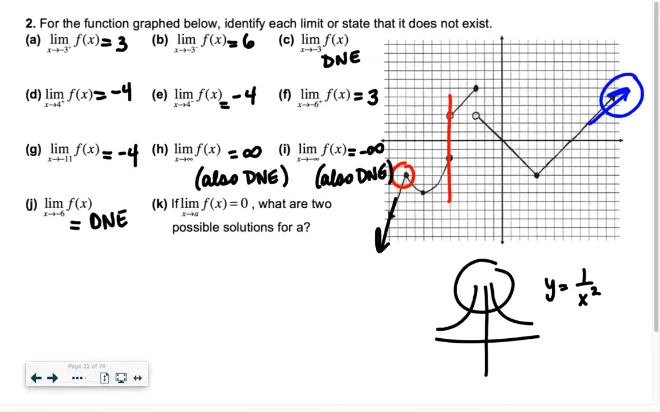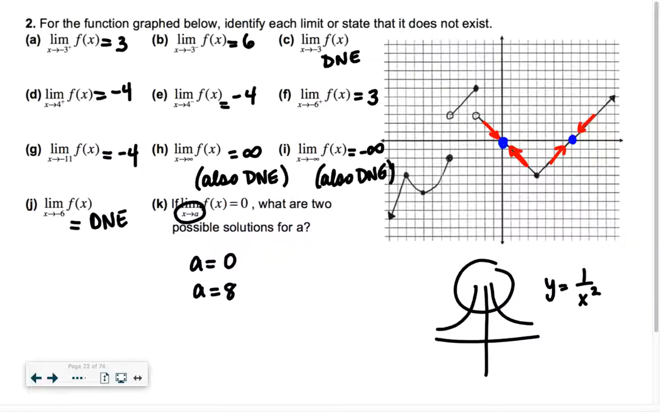And then it says, if the limit as x goes to a certain value a of f of x equals 0, what are two possible solutions for a? So let's use our math terminology and see if we know what it's saying. A limit is a y value, right? So it's saying our y value is equal to 0. What x value does it get closer and closer to? So let's find the y values of 0 on our graph. Here and here. As I approach those numbers from the left and the right, I go towards 0. Does that make sense? What are those values for x? Yeah, it's 0 and it's 8. So those are two possible values for a. Okay, feeling good with this?